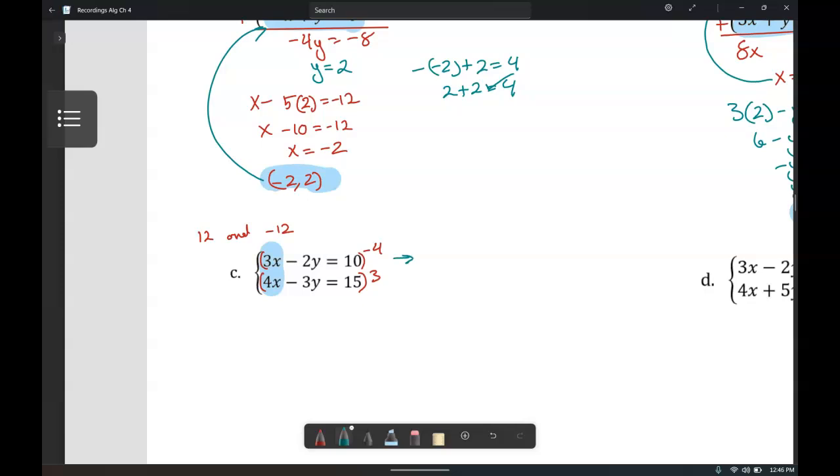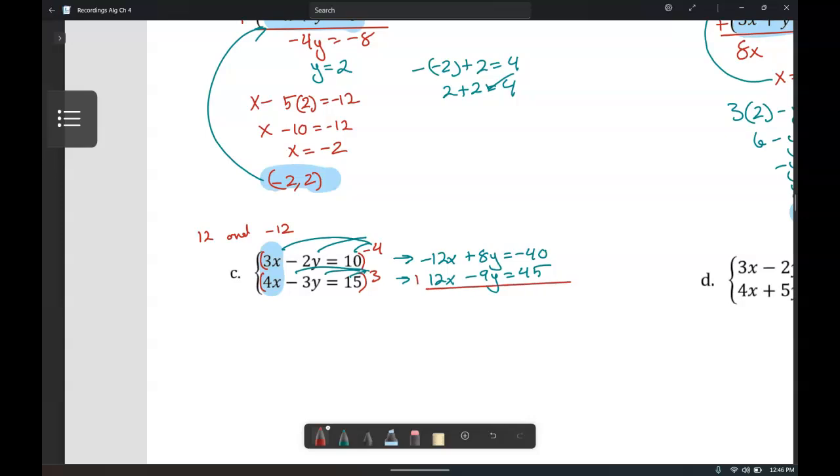And so we're going to get two new equations. We go ahead and distribute. Don't forget to distribute to the constant term. That part's often left out in these types of problems. So we have negative 12x plus 8y equals negative 40. And then if we distribute the 3 to all the terms, we get a positive 12x minus 9y equals 45.